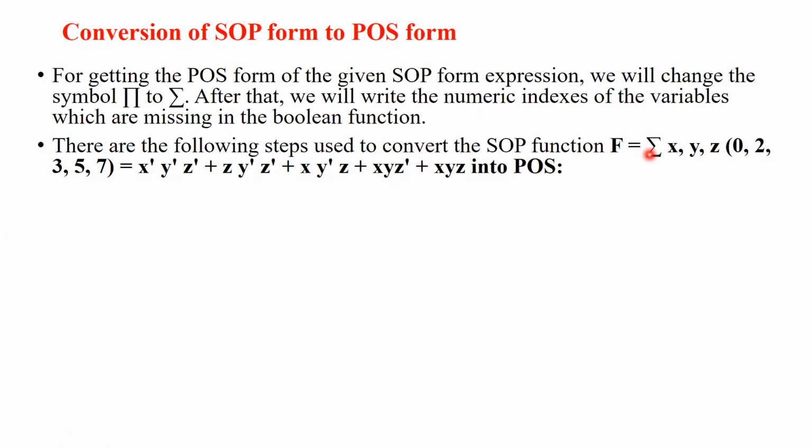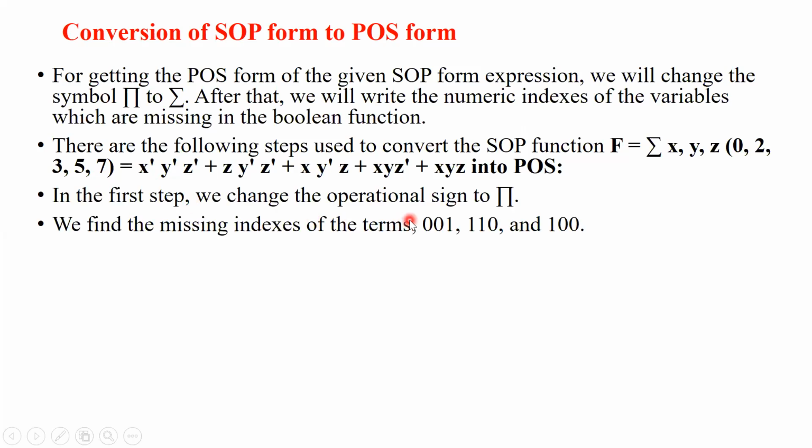So my first step will be, I will change the symbol from summation to pi. Then I will find out all the missing terms. Missing terms: if you see, 0 is there, 1 is not there, 2 is there, 3 is there, 4 is not there, 5 is there, 6 is not there. So I will write the missing terms.